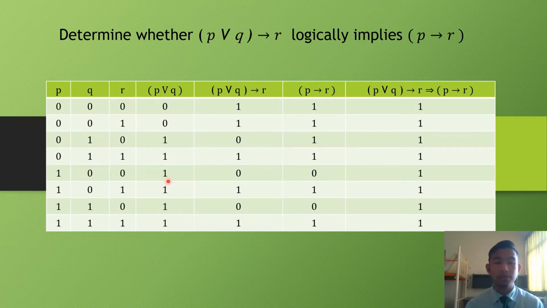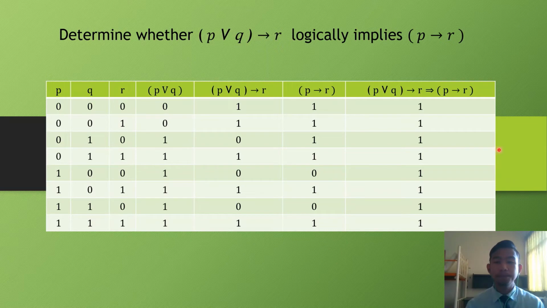Same goes for this one: we got true and false, we got false; true and false, we got false; and other than that we got a true. So next is P implies R, which has the same meaning as before. If there is a true and false, we get a false; same as this, true and false, we get false; and other than that we all got true.